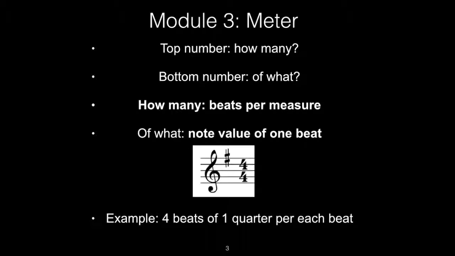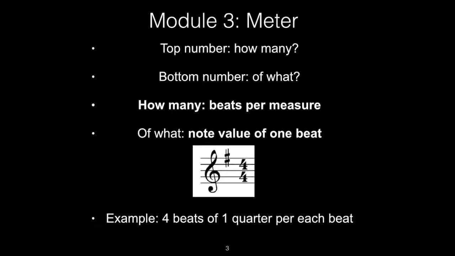How many refers to the number of beats in a measure, 2, 3, or 4. This also determines the conducting pattern. Of what refers to the unit of measurement, or the value of the note that represents one beat. This value could be a 16th note, an eighth, a quarter, a half note, or a whole note.